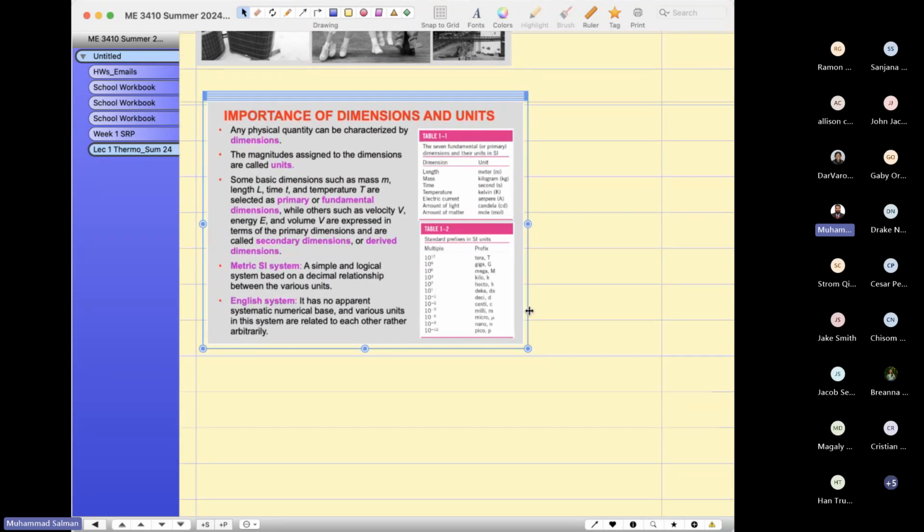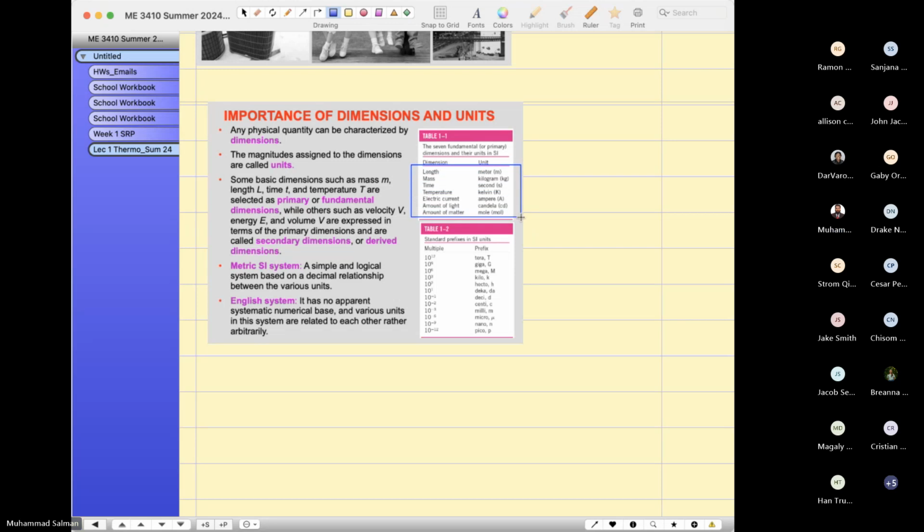Now we come to the next topic, which is the unit system, the SI system, as I mentioned. So you must know the unit system. Length has the unit meter in the SI system. Mass has the unit kilogram. Time has the unit second. Temperature has the unit Kelvin. Electric current has the unit ampere. Amount of light is candela. Amount of matter is mole. These are the fundamental units.